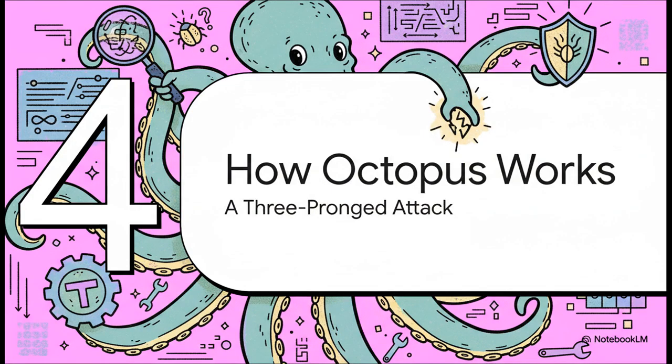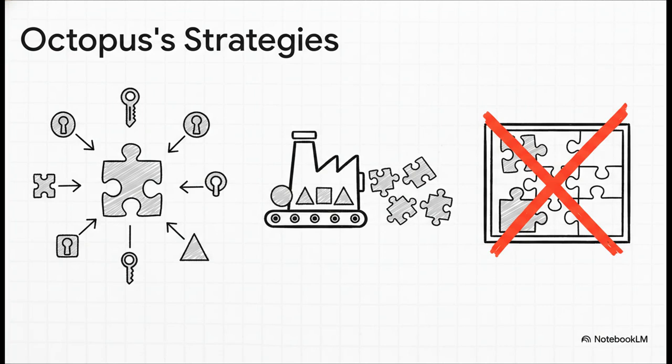So how does this whole multi-armed approach actually work? How does it manage to find the bugs that other tools are literally blind to? Octopus has this brilliant three-part strategy. First, and this is the most important part, it gets multiple solutions for the same puzzle. This lets it see the logic from all sorts of different angles.